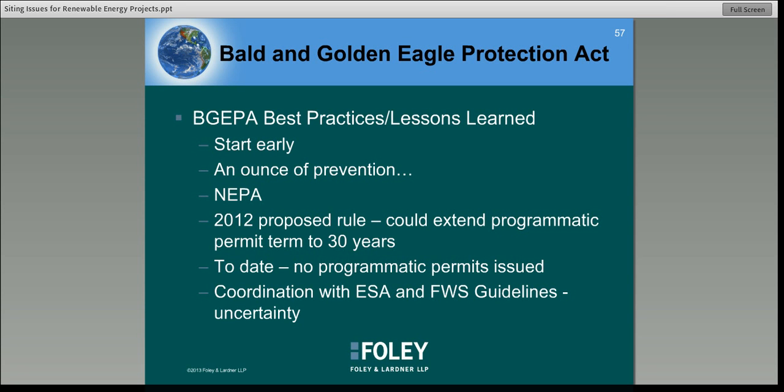And then in 2012, there was a new proposed rule that FWS came out with, and it was to extend the programmatic permit term to 30 years. A five-year term is a pretty short term for a programmatic take, and the best example of that would be a renewable wind project, where obviously that project is going to be operating for longer than 5 years, hopefully. And so a five-year period for the permit is a pretty short time period. So there is a current proposed rule that would extend that for up to 30 years.